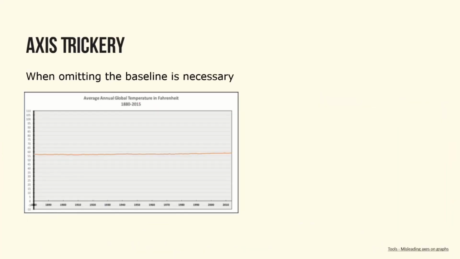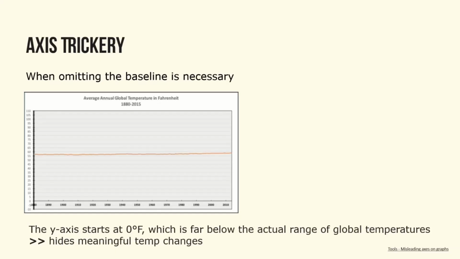And now we have here the opposite, when omitting the baseline is actually necessary. So we have average annual global temperatures in Fahrenheit from 1880 until 2015. And the way it is on this chart, the axis is starting from 0, which is far below the actual range of global temperatures. Again, this is in Fahrenheit, not in Celsius. And because it's far from the normal range of temperature, it is hiding manifold temperature change. So by looking at this chart, you may think that there is no global warming happening. You're not going to take it seriously.